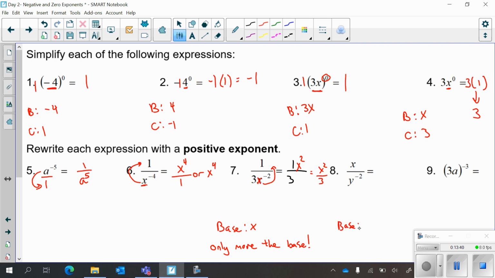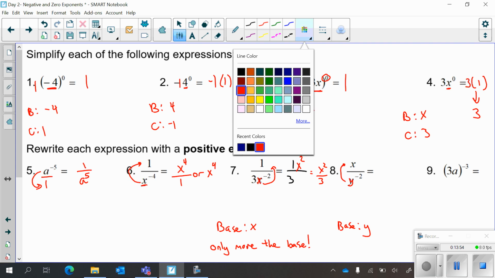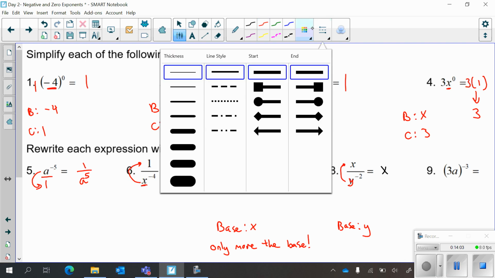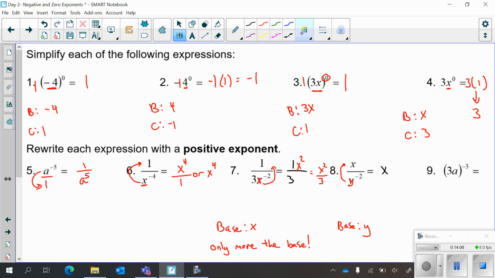For the next one, your base is just y. So because the y is the only piece with the negative, you are going to move it. If it's in the bottom, move it to the top. If it's at the top, move it to the bottom. The x stays where it is because the x has no exponent, so you're going to leave it alone. But the y is going to come to the top, and it's going to become positive. If you had a denominator, there would still be a 1 in front of it, or you could just write it as xy squared, don't care.